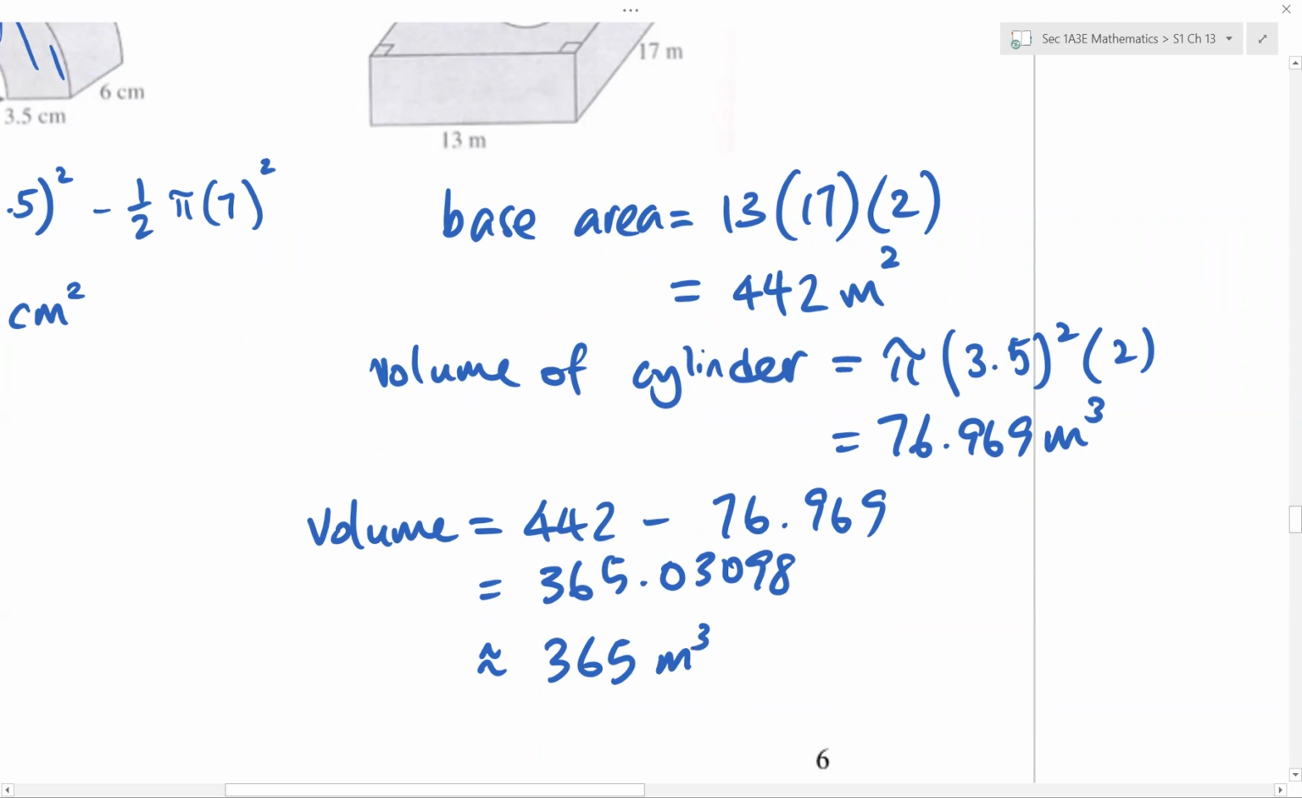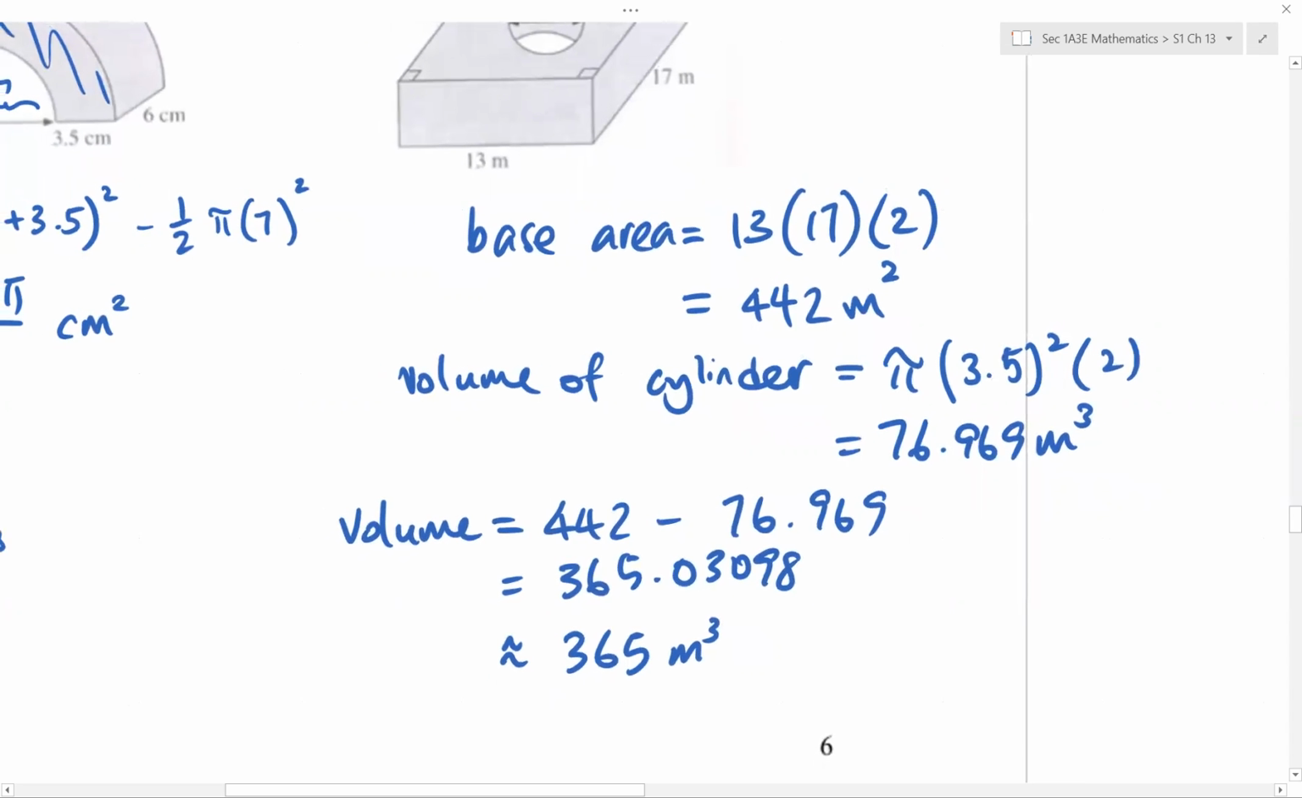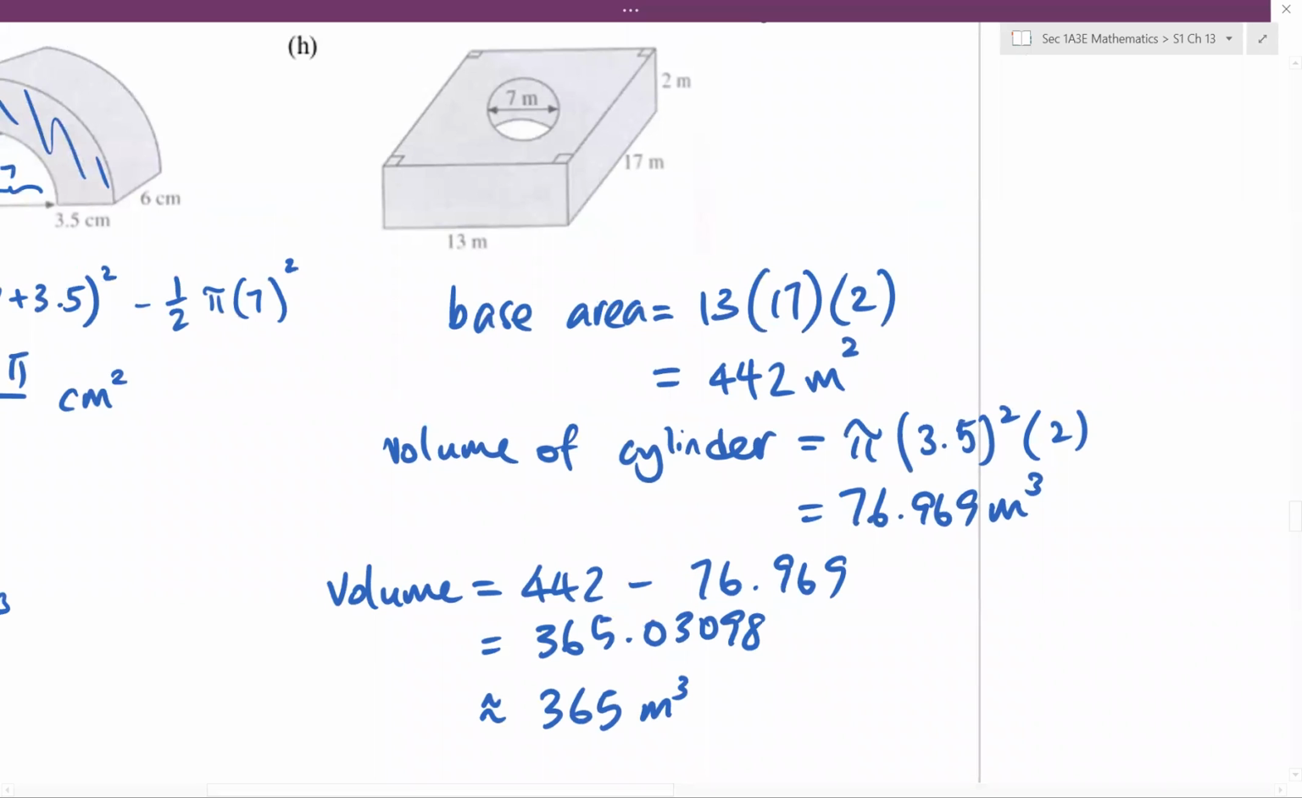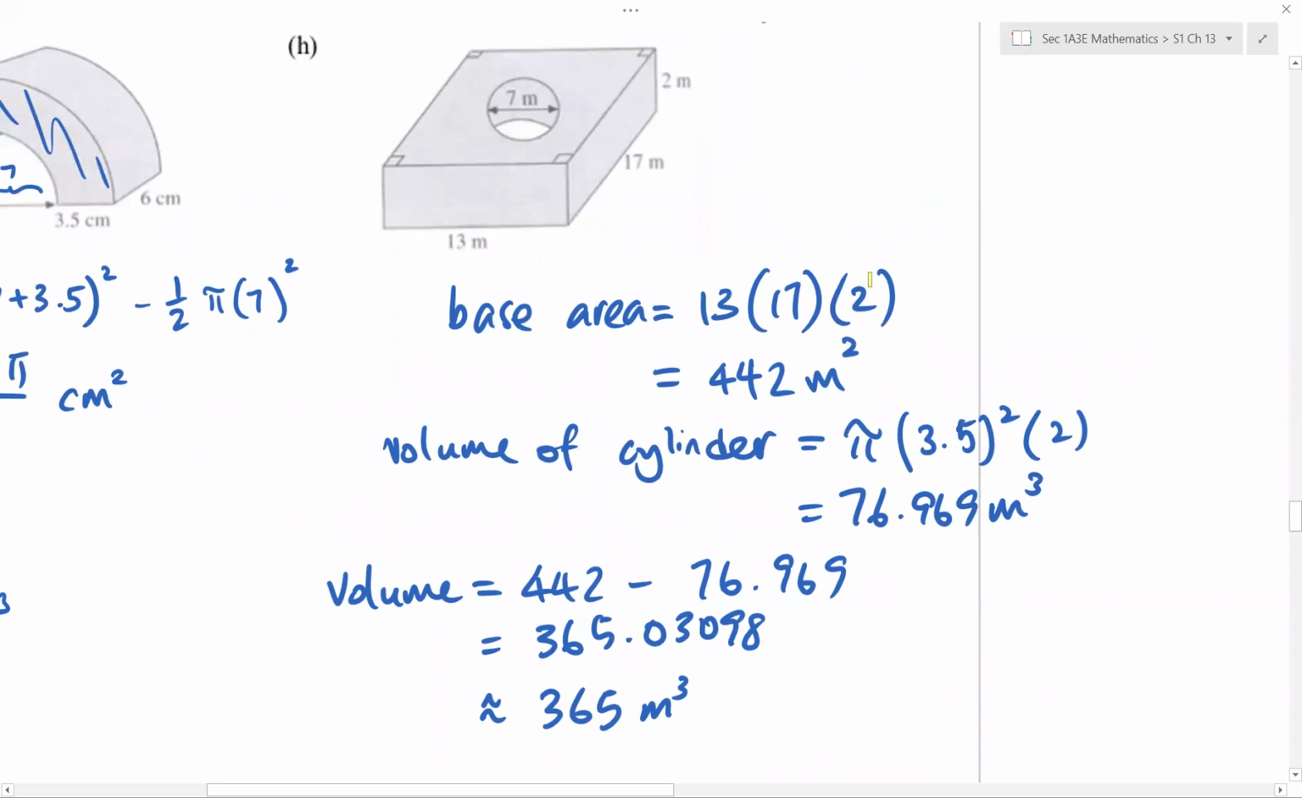Like this? Yes, William. Okay. Yinjing, got a question. Why do you times 2 over here? Where is your base area?